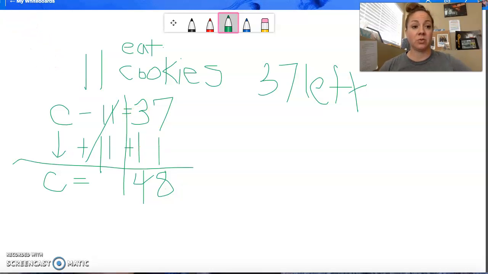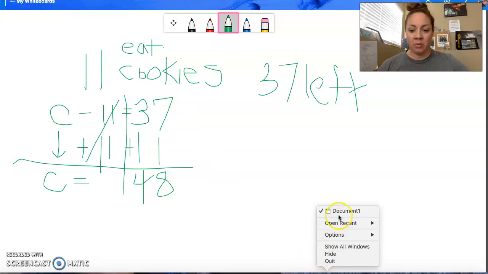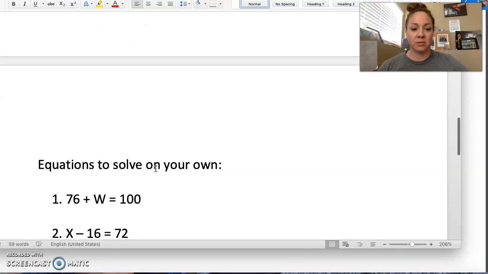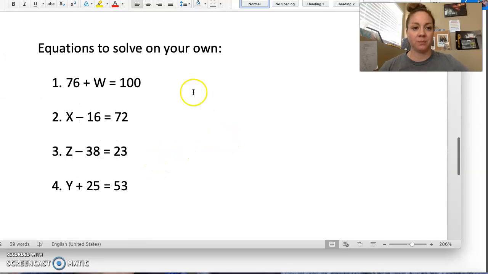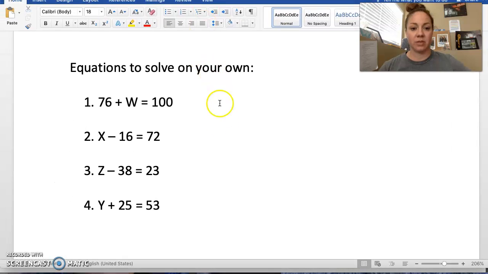Okay, I'm going to give you guys your problems to do in your notes because I have a few that I'd like you to solve on your own. So you just have 4 of them, and make sure you show all of your work in your notes. Number 1 is 76 plus W equals 100. Number 2, x minus 16 equals 72. Number 3, Z minus 38 equals 23. And finally, y plus 25 equals 53. Make sure you get all of this in your notes. If you have any questions, let me know, and I will see y'all in class.